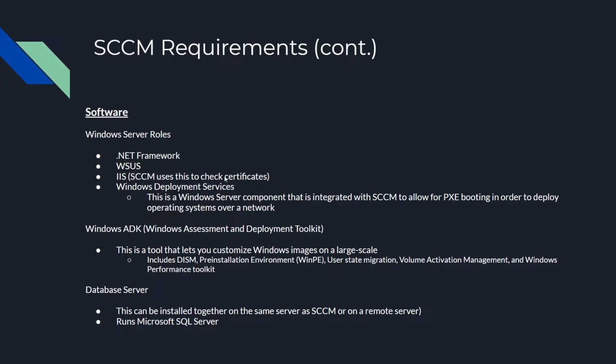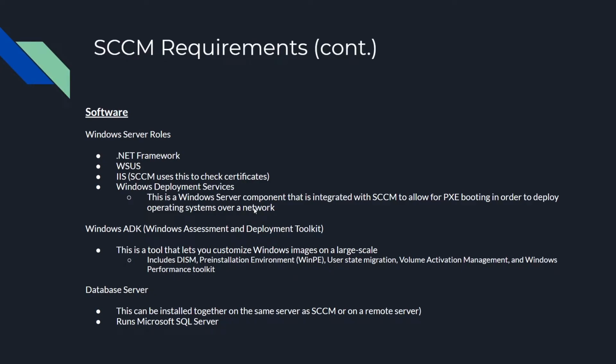This is used to check certificates if you're setting it up with HTTPS and PKI. There's also some other things that IIS is used for in SCCM that I don't fully know, but it is used with Config Manager. It also uses something called Windows Deployment Services, or WDS. This is allowed for PXE booting, what most people call it. This is to deploy an operating system over a network.